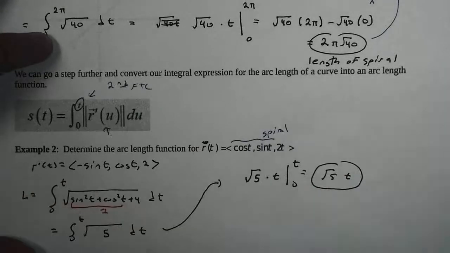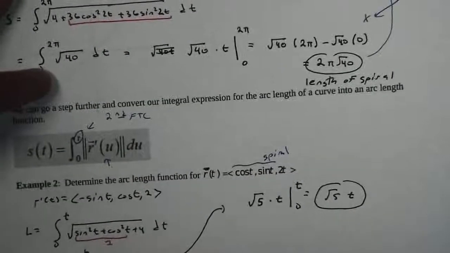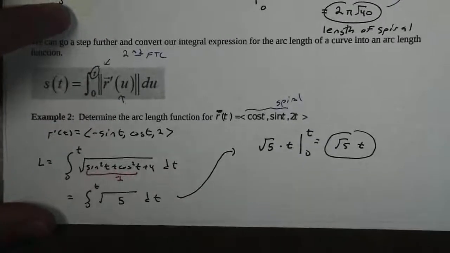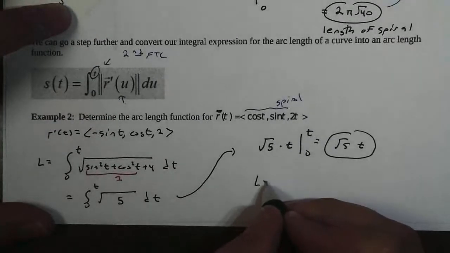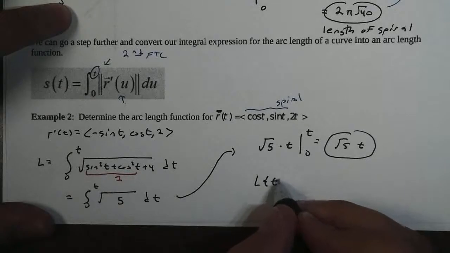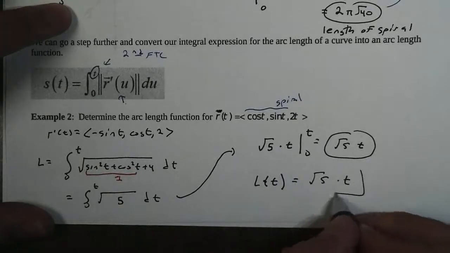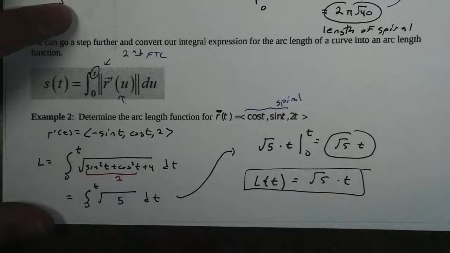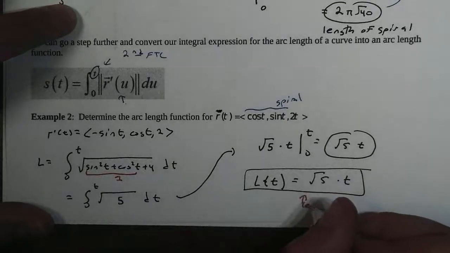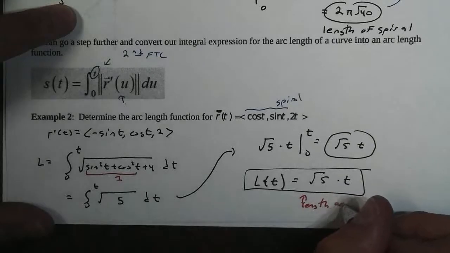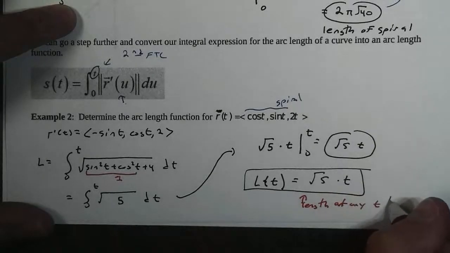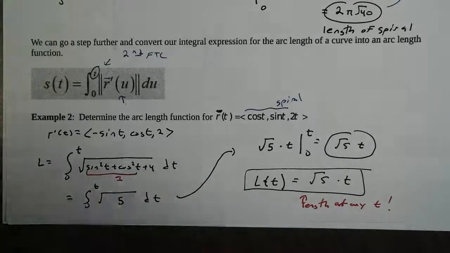So what this tells us is that to get the length at any given time t, it's just going to be the square root of 5 times t. So this will give us the length at any t value. Alright, and if you go to video 2, we'll take a look at a couple more examples using these formulas.